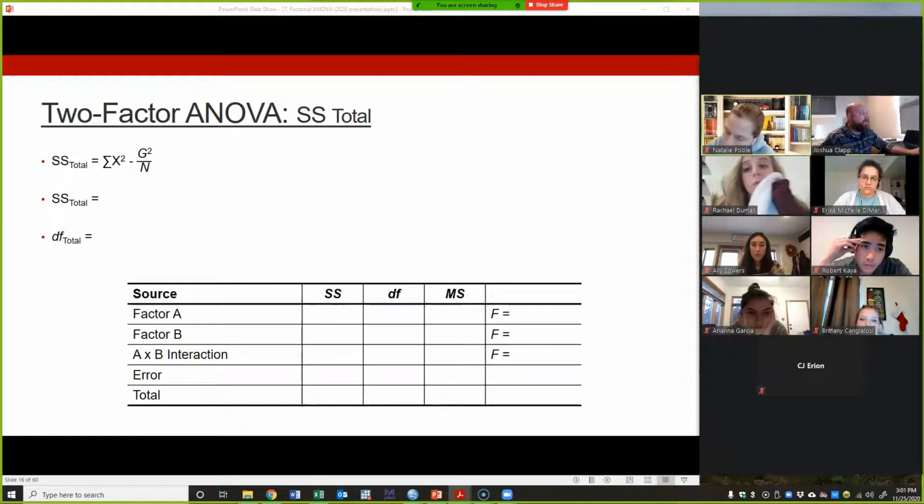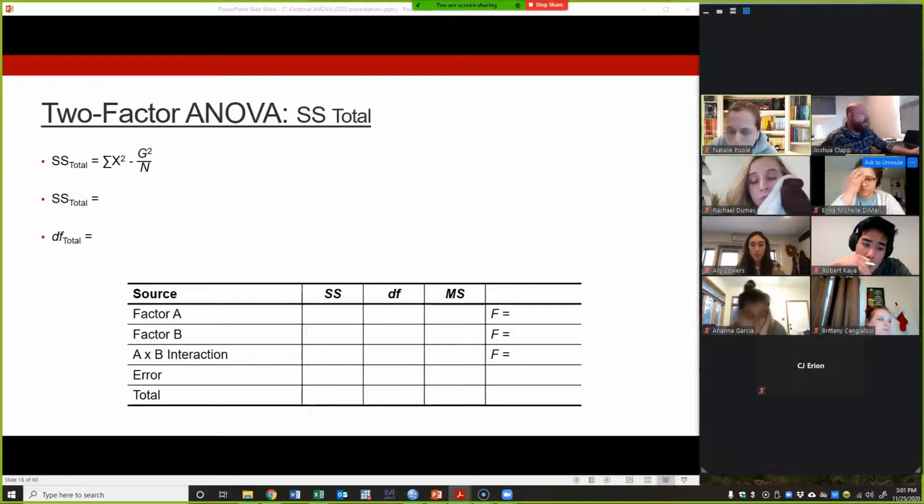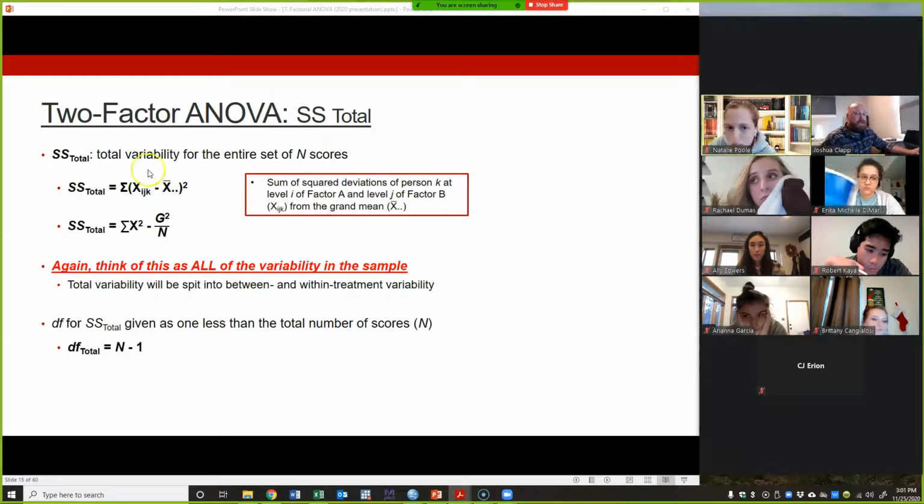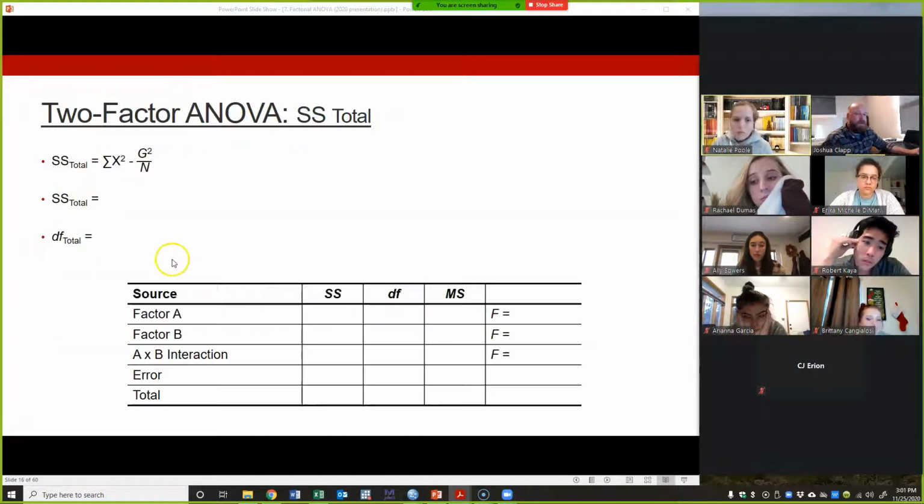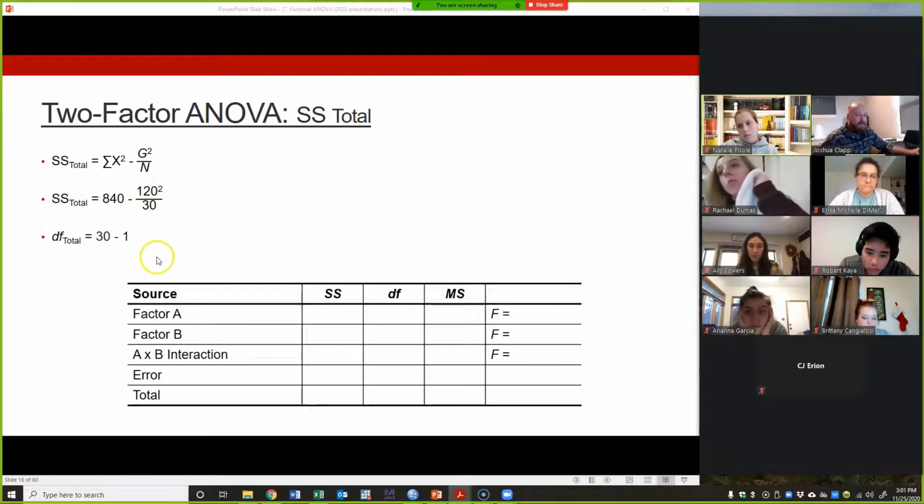If you take a look at the handout that I provided, you could calculate it that way, but that would take some time. You can use summary statistics instead. This is a computational formula: the sum of your x squareds minus the grand total squared over n. Based on your handout, this is 840 minus 120 squared over 30. Degrees of freedom is the total number of people in my sample minus 1. That gives me my total variability and corresponding degrees of freedom.